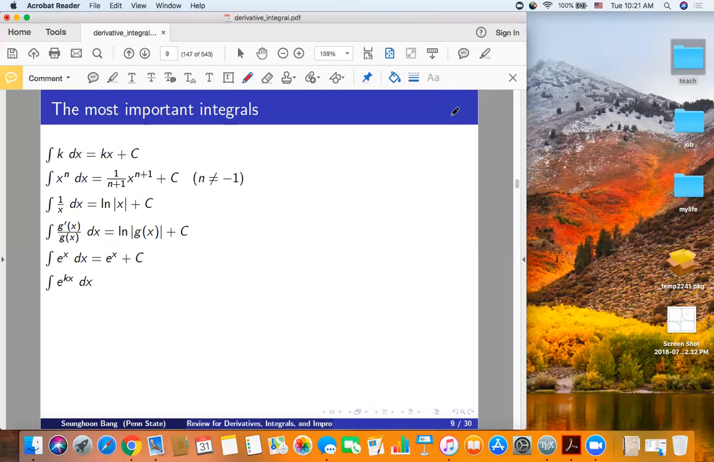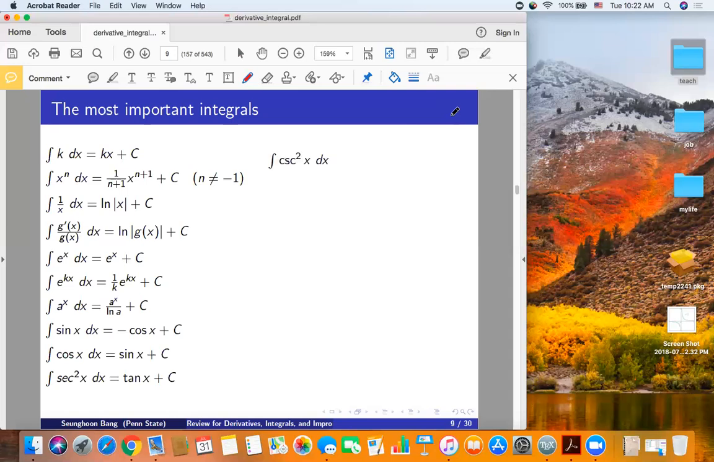Integral e to the kx dx is 1 over k e to the kx plus c. Integral a to the x dx is a to the x over ln of a plus c. Integral sin x dx is negative cosine x plus c. Integral cosine x dx is sin x plus c. Integral secant squared of x dx is tangent x plus c. Integral cosecant squared of x dx is negative cotangent x plus c.